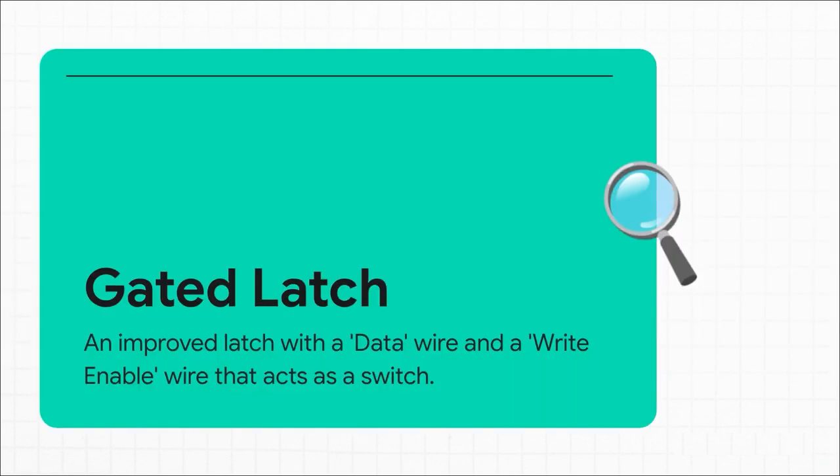Okay, let's make this a little more practical. Instead of having separate wires for set and reset, we can upgrade to what's called a gated latch. This version has just one data wire for the value, the 0 or the 1, and a super important second wire called write enable. Think of this write enable wire as a switch, or maybe a lock on a door. When it's off, the memory is locked and can't be changed. But when it's on, we can write new data into the latch.